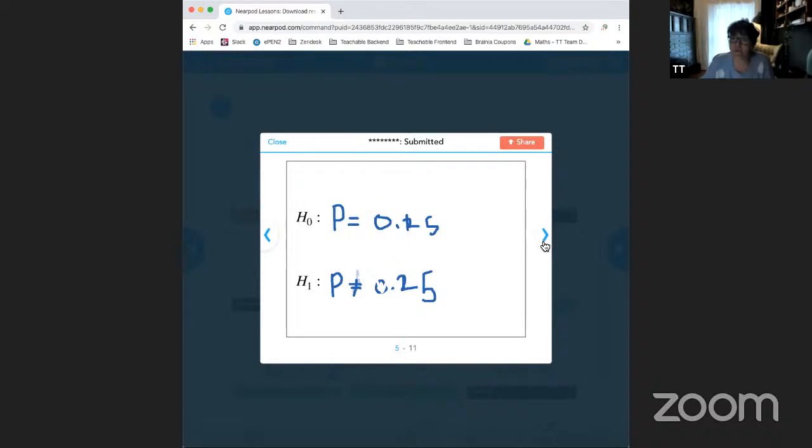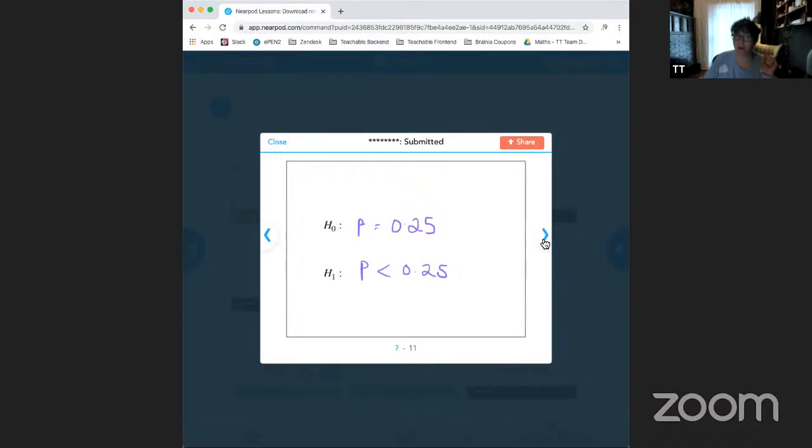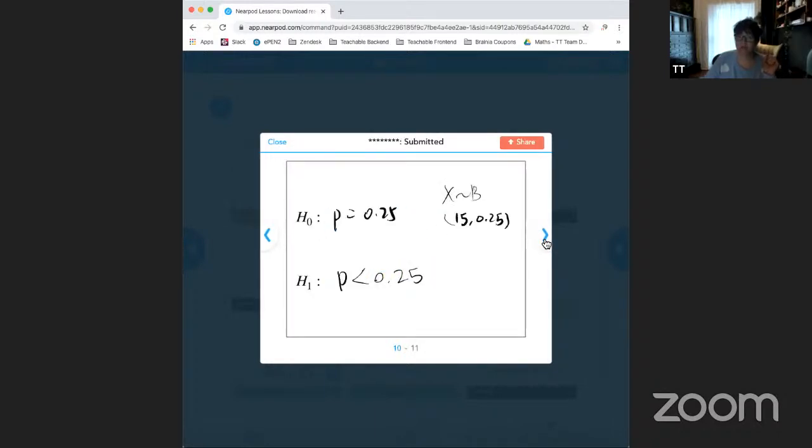This one is for not equals as well, and it's about that claim. You have to look at what the person is saying, because in this case, they're not saying, I don't think it is 25%. They're saying, I think it's less. I think it's reduced. This is correct. P equals 0.25, P is less than 0.25. Perfect. Okay, good. This is the correct one.